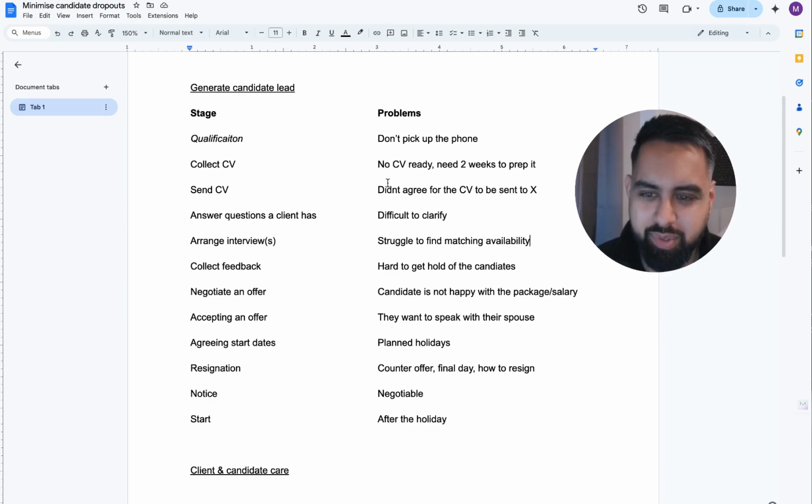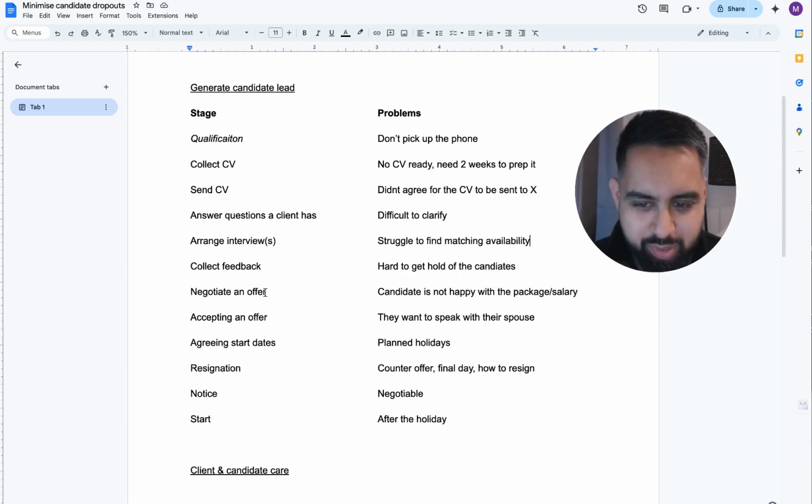Like, I hope nobody has all of these problems in one go, but along the candidate journey, depending on how many times you go through this process, and this is from the point of qualification right the way up until their start date. When you consider this entire process, like I hope you don't have all of these challenges, but if you don't have a well-defined qualification process, then ultimately you will. So you're going to find out what their availability is. Then you're going to struggle to get hold of the candidate when it comes to getting feedback.